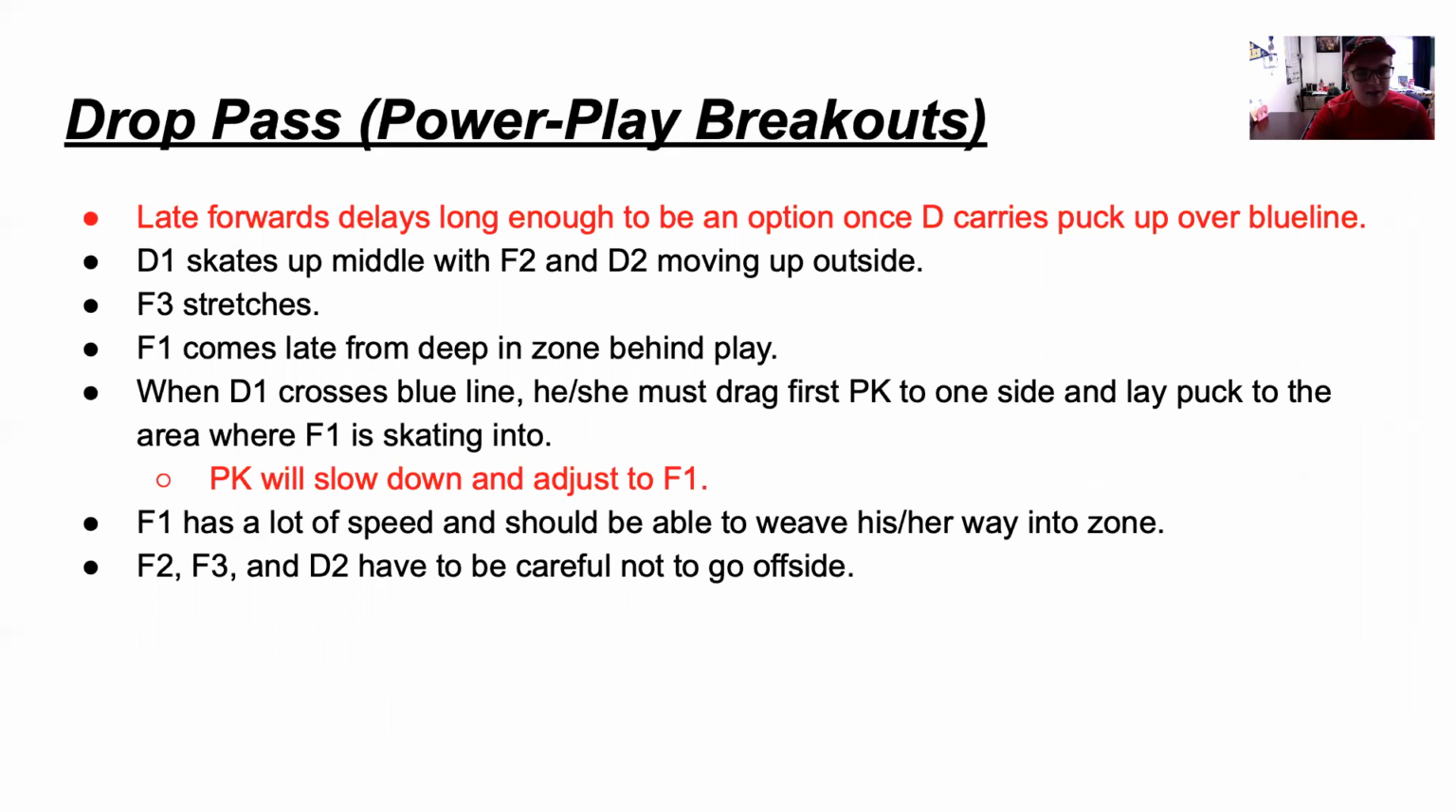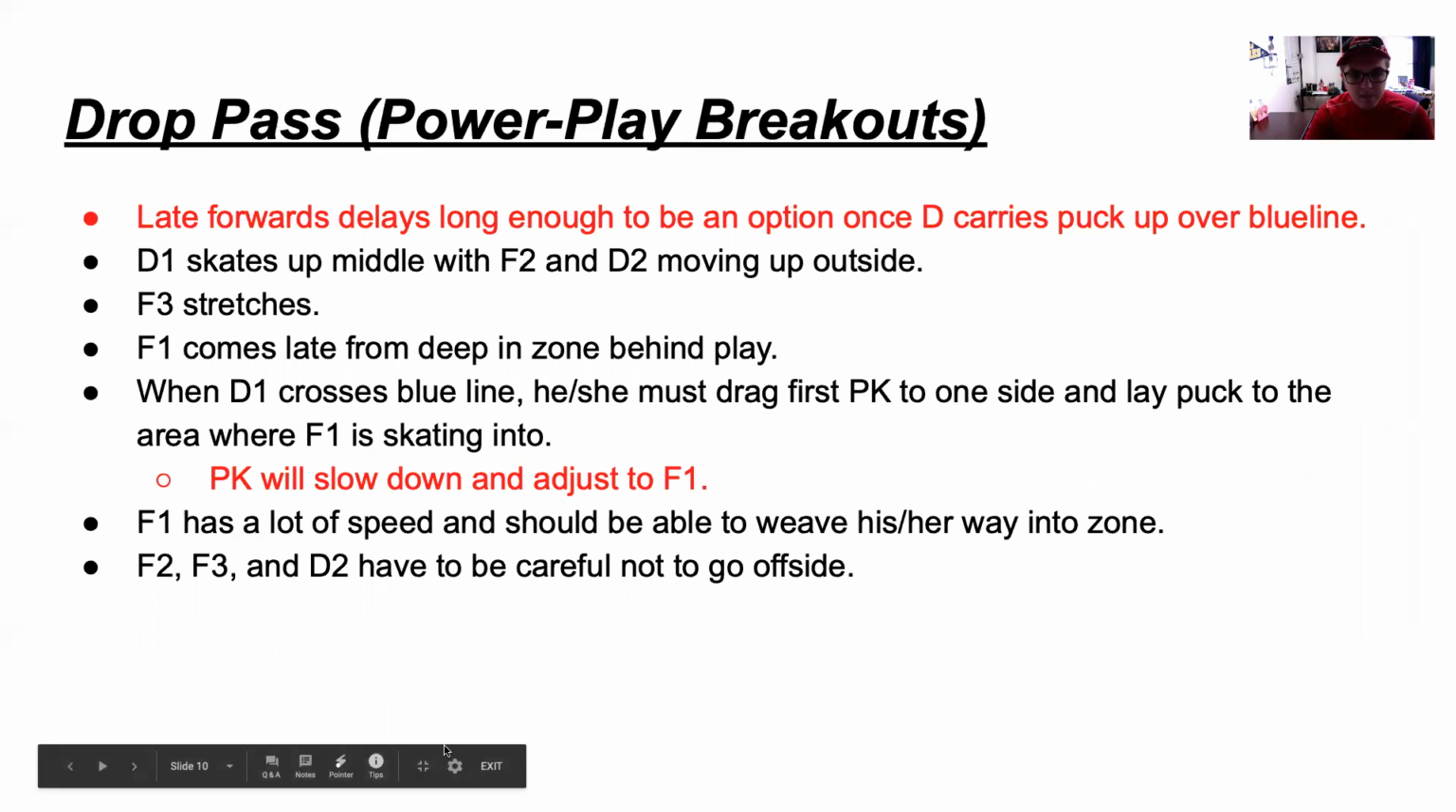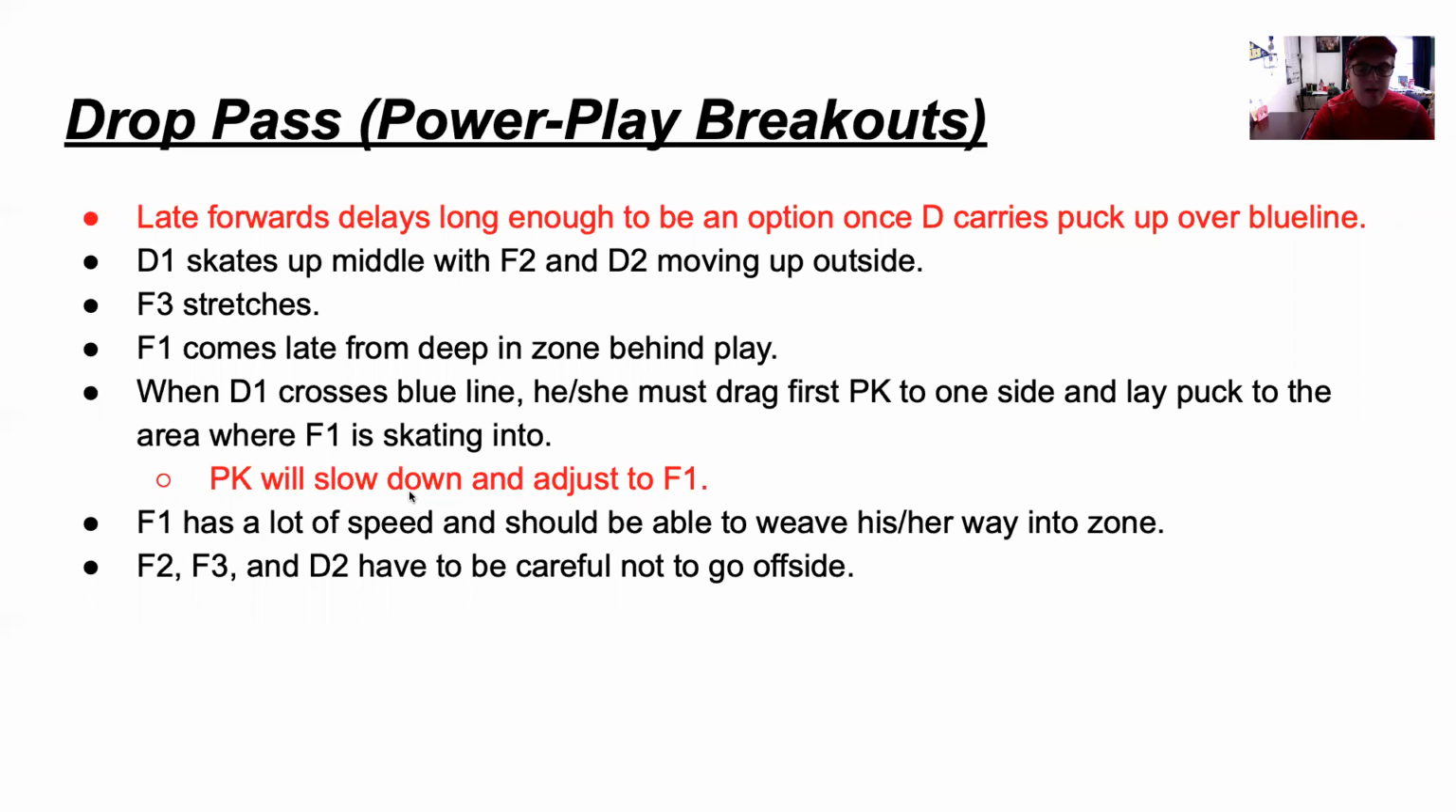When D1 crosses the blue line, he or she must drag the first penalty killer to one side and lay the puck to the area where F1 is skating into. And the PK will slow down and adjust to F1. So that's our goal. We want to make sure that PK is not being as aggressive like they are. F1 has a lot of speed and should be able to weave his or her way into the zone.